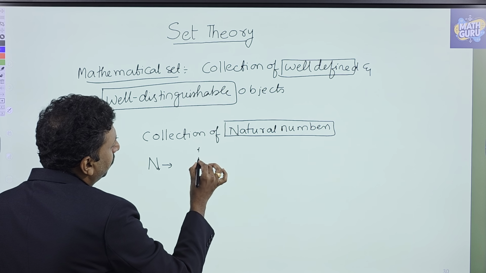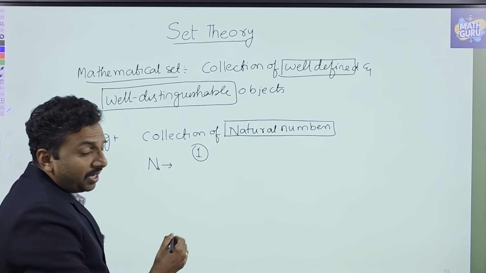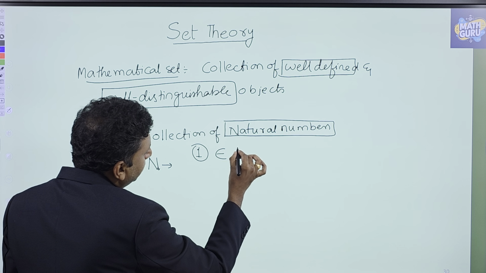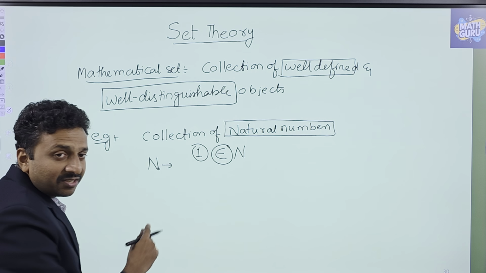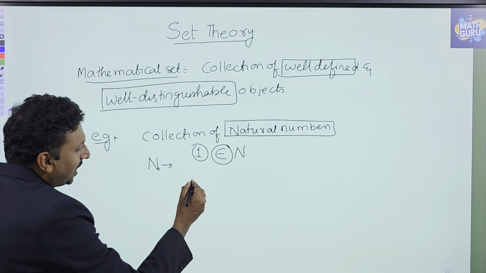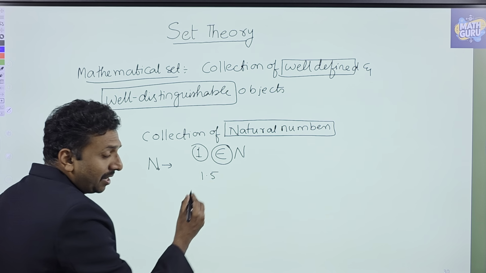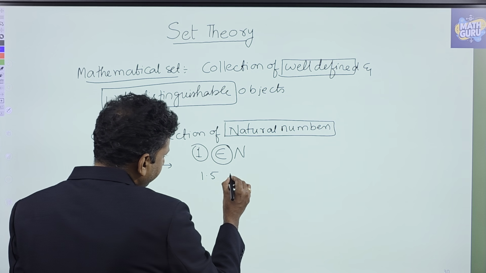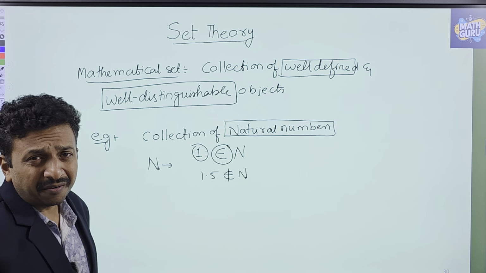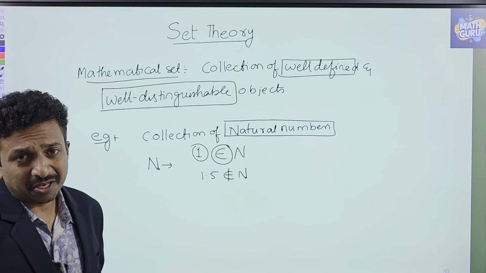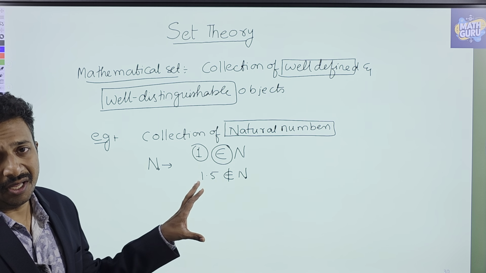If you take the number 1, we can say that 1 belongs to the set of natural numbers. So this is a new symbol, which is the symbol for belongs to. For example, 1.5 is also a number. Can you decide whether this belongs to the set of natural numbers or not? We can decide that 1.5 does not belong to natural numbers. So there is no ambiguity here.